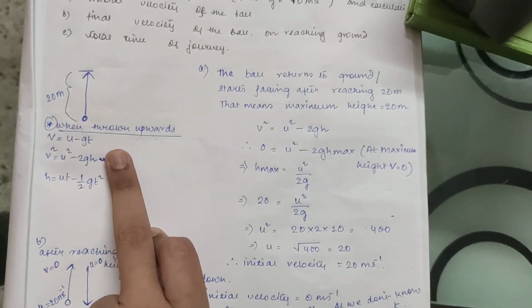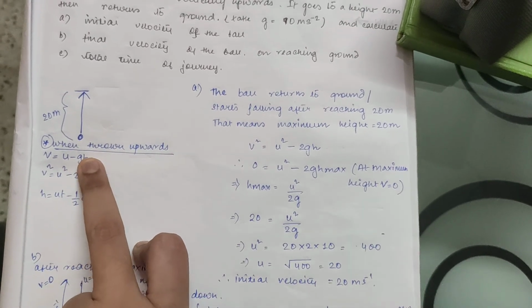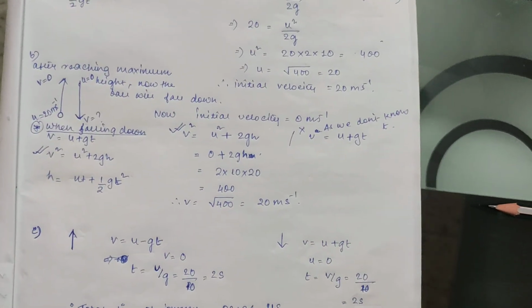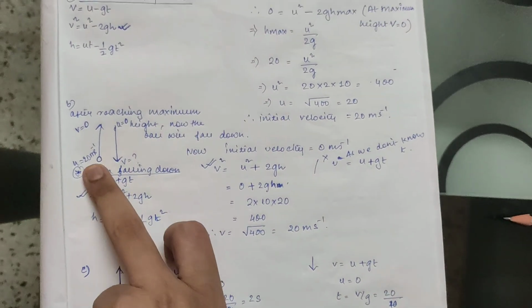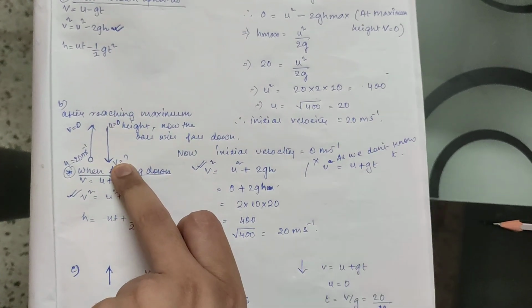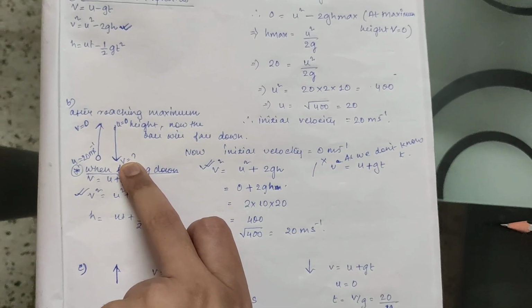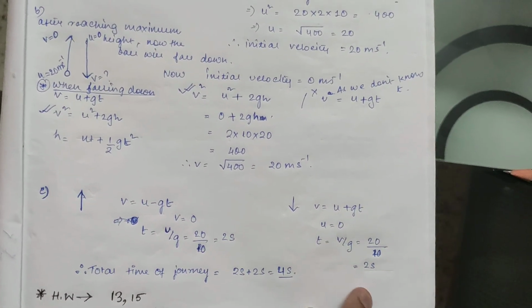When it was thrown upwards, you can calculate T. V equal to U minus GT. T you can calculate. And when it was falling down, you will see the same time it's taking, because the same velocity is acquired when it was thrown upwards and when it falls on the ground back. Same velocity, that's why. So total time is 2 plus 2, 4 seconds.